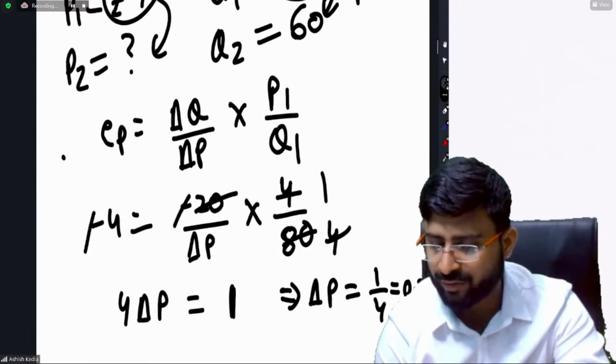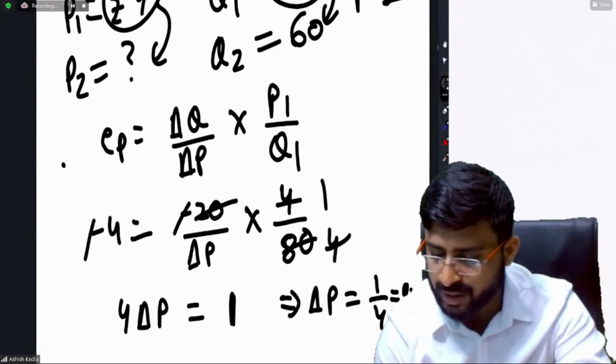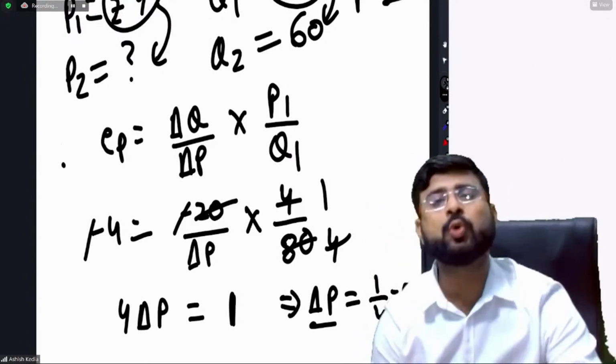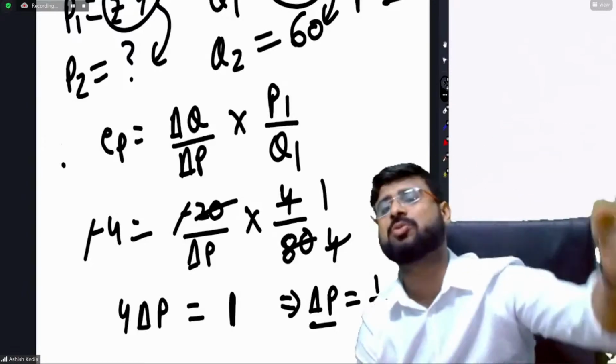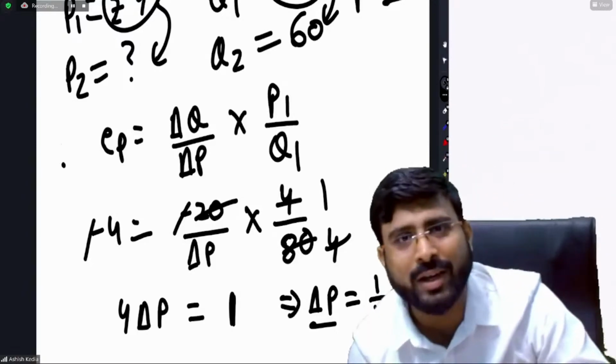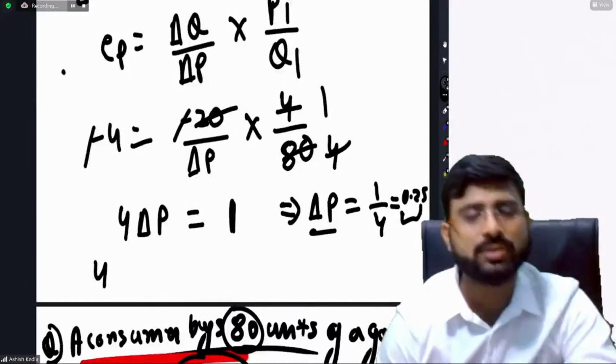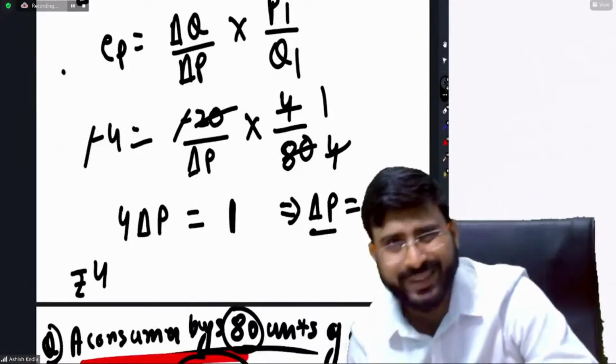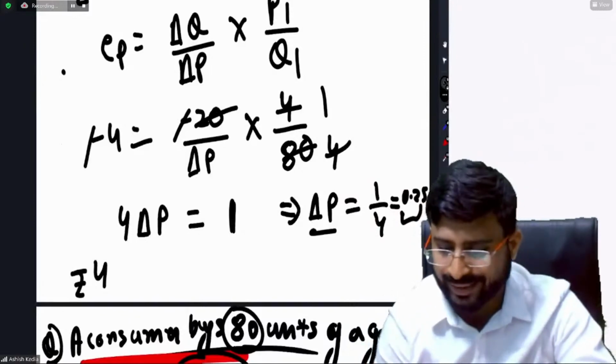That is 0.25. What does delta P mean? Delta P means change in price. It is plus 0.25, meaning price has increased by 0.25. So what was the original price? 4 rupees. So what is the new price, everyone?